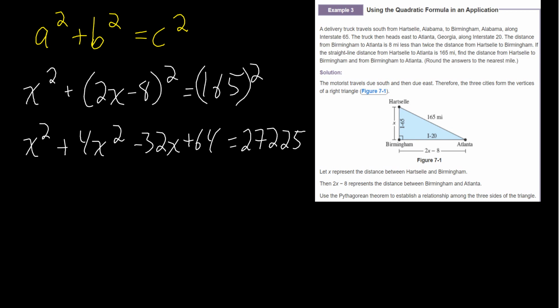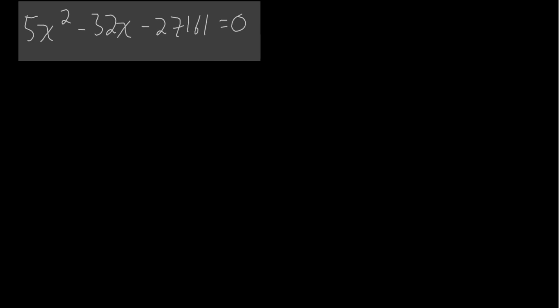So this actually isn't terrible. 5x squared minus 32x, and then we subtract 64 from this, or we add 64, so it's going to be minus 27,161. There we go. All right, now we can do the quadratic formula, because even if this could factor, again, I give myself 3 seconds. If I cannot factor this in 3 seconds, I am moving on. But we are going to do the quadratic formula instead.